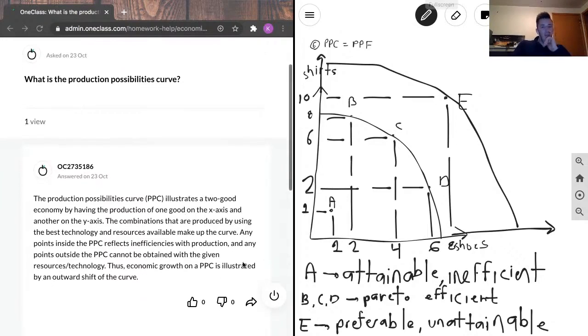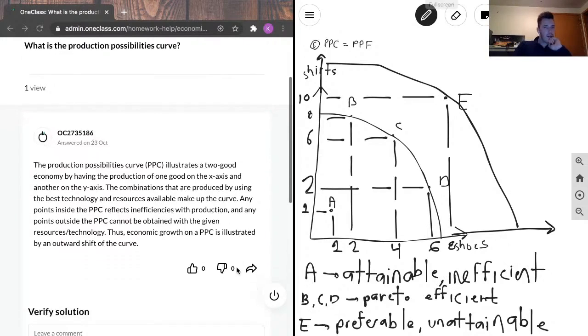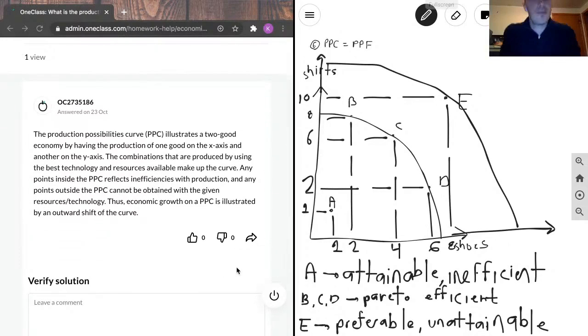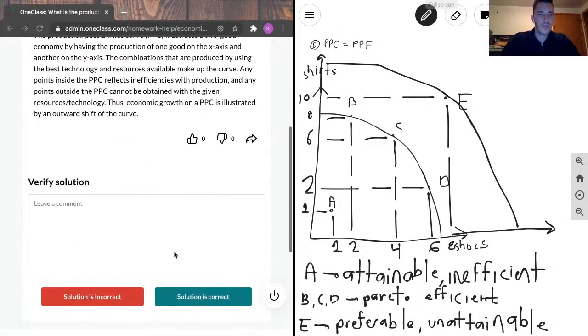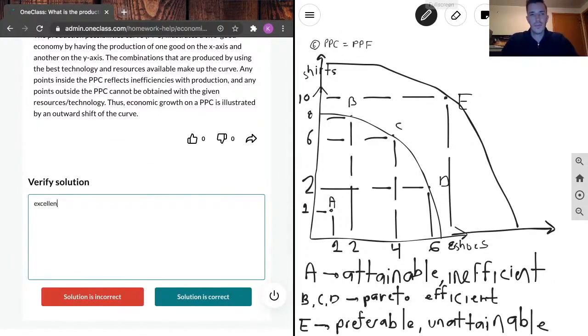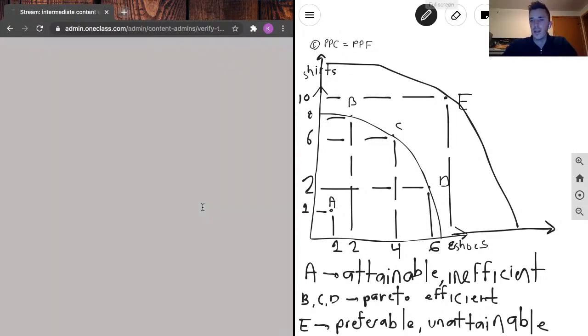I'm trying to think if there's anything else I want to add to that. Probably not. Answer, that's correct. I'll give you guys a second to take a picture of that.